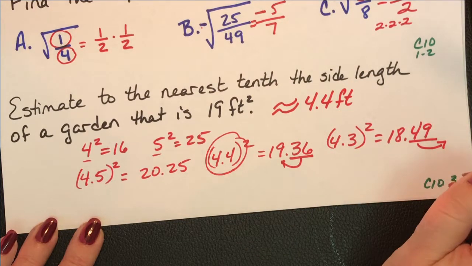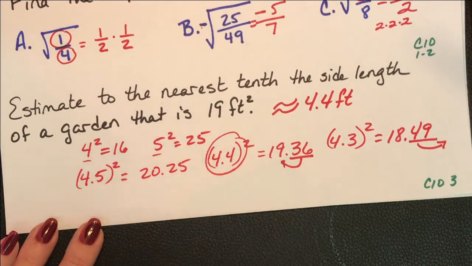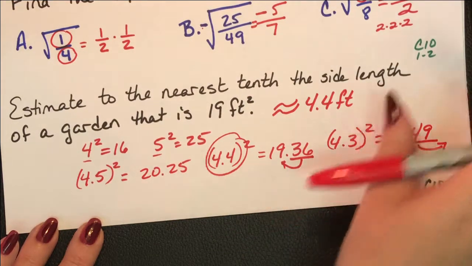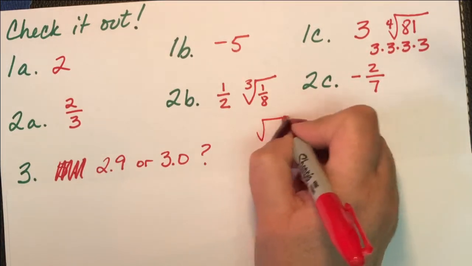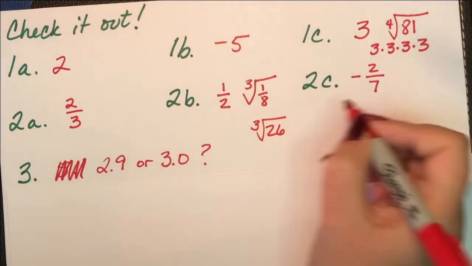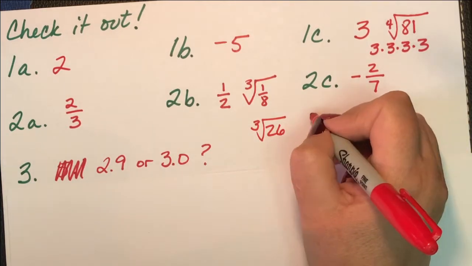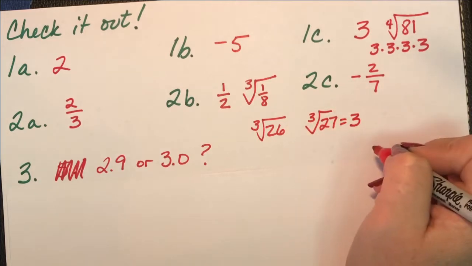So now you try the check it out number 3 that has to do with the length of a cube. Please make sure you realize it's cube. Push pause and come back. So if we have 26, we're looking actually for the cube root of 26. What comes closest? Well, I know that the cube root of 27 is 3.